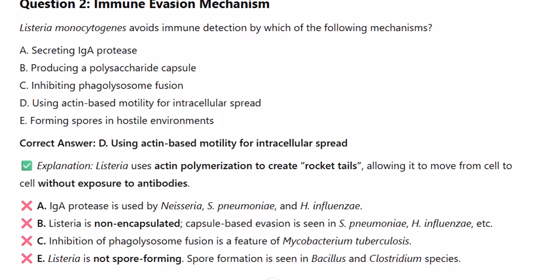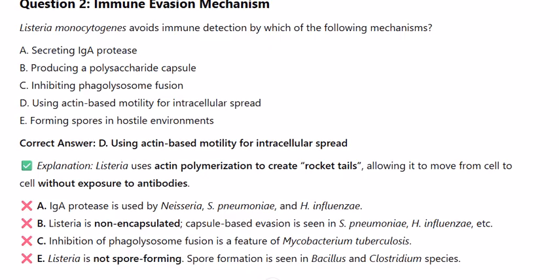Correct answer D. Using actin-based motility for intracellular spread. Explanation: Listeria uses actin polymerization to create rocket tails, allowing it to move from cell to cell without exposure to antibodies. A. IgA protease is used by Neisseria, S.